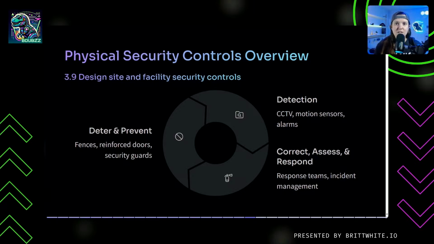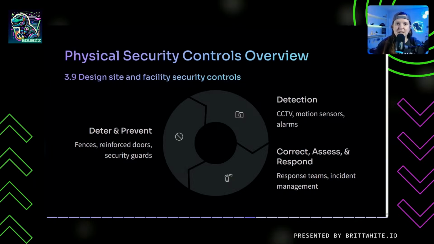Here's the key. These controls don't work in isolation. Your cameras spot an intruder, alarms sound, and response teams deploy. It's this integration that creates real security. We also build in redundancy. If one system fails, others are there to pick up the slack. But remember this above all else, and you're probably tired of hearing me say it by now, but safety always comes first. Whether it's fire alarms, emergency exits, or evacuation procedures, protecting human life trumps protecting assets every time.